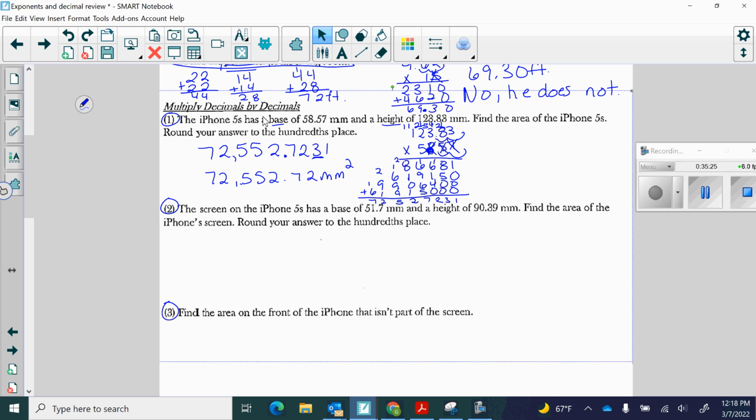All right, the second part says the screen of the iPhone 5S has a base of 51 7/10 millimeters and a height of 90 39 millimeters. Find the area of the screen. So again, we are multiplying 90 39 times 51 7/10. So 7 times 9 is 63. 7 times 3 is 21 plus 6 is 27. 7 times 0 is 0 plus 2 is 2. And 7 times 9 is 63. Cross it out, put a placeholder. 1 times everything is itself.